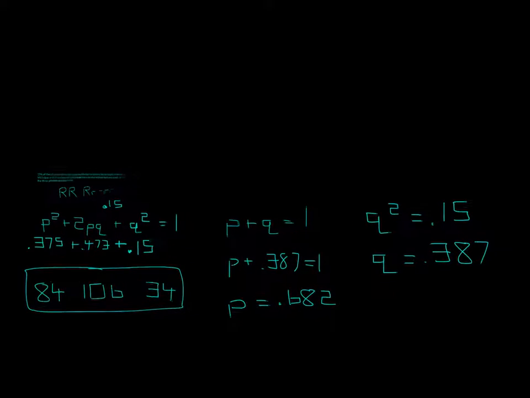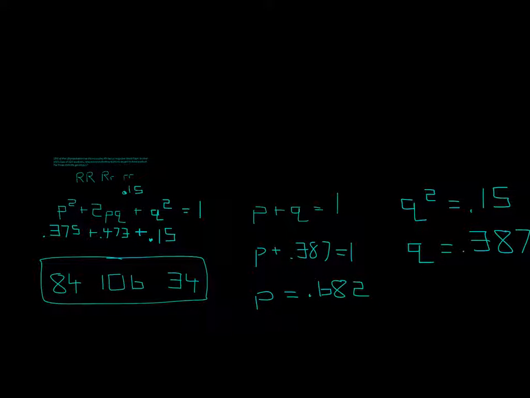So for the genotype frequencies, we just take our p and square it, and then we get 0.375. For this one, we do 2 times p, where p is 0.682, times q, which is 0.387, and that gets us 0.473. So now we have all of our genotypes.